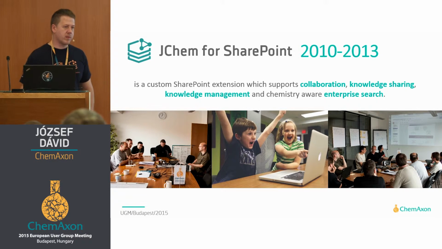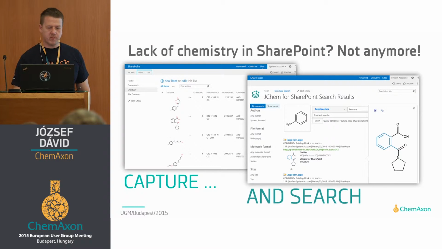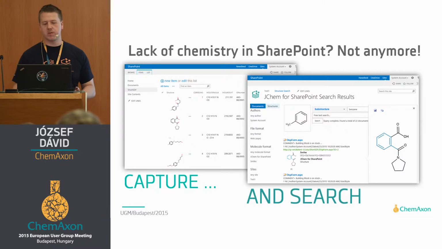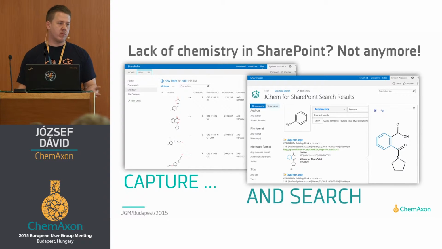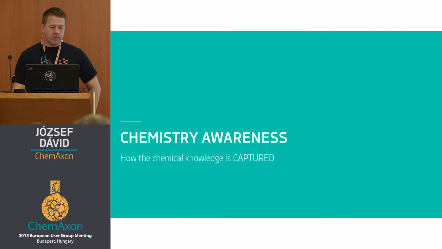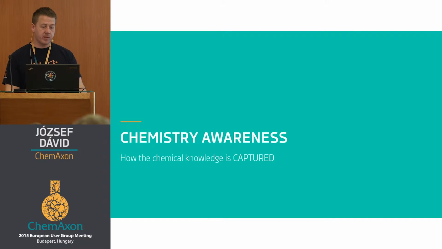But how can we do that? Our product has two different parts. One part is the capturing, which is responsible for putting and saving chemistry data inside SharePoint. The other part of the software is the search, how you can find the information in SharePoint. It could be, I don't know, hundreds of gigabytes of data in some cases. Let's find out how we can capture the structure, capture the chemical information in SharePoint.